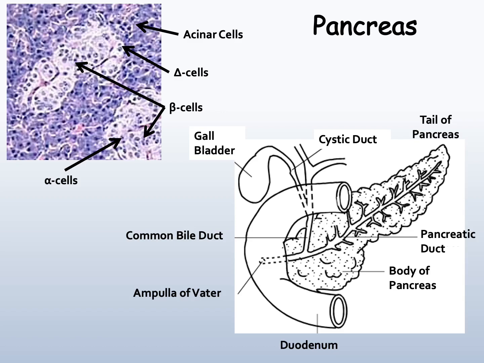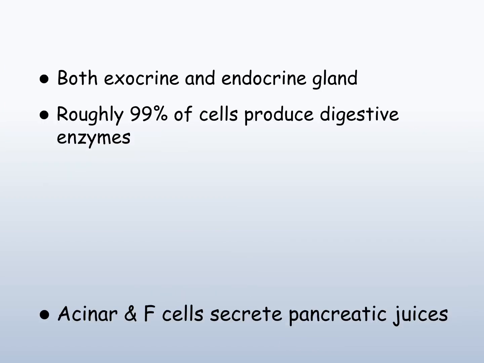So the last one we're going to be looking at here are the hormones coming from the pancreas, and the hormones coming from the pancreas are going to be found within the islet cells. Those are the alpha and beta cells and the delta cells. Now, in terms of pancreatic function, it's going to have both exocrine and endocrine functioning. Roughly 99% of the cells within the pancreas are going to be utilized for digestive functions, and these are the acinar and F cells, which are going to be secreting all of the pancreatic digestive juices.